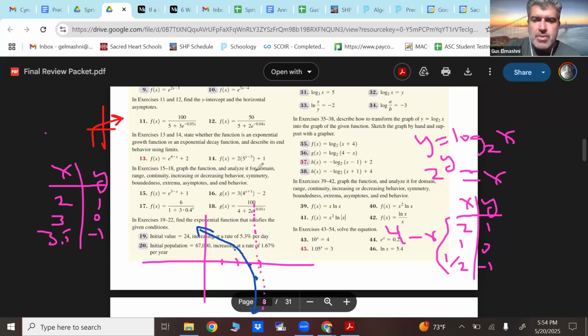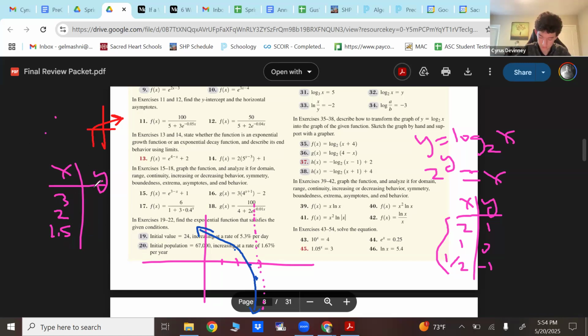Okay, so for 37, you're gonna set x minus 1. You're just adding one to all the x coordinates. So that'll be 3, 2, 1.5. Then you're gonna multiply the y's by -1 and add 2. Okay. -1, add 2. -1, add 2. -1, add 2. There we go. Okay, so it's just 1, 2, and 3.